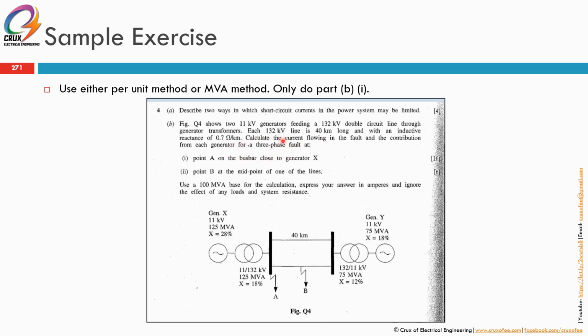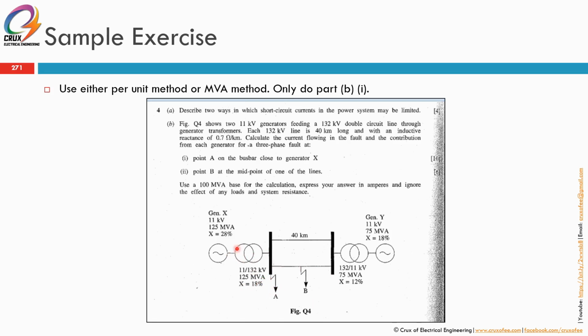Anything other than three-phase fault, anything other than three-phase to ground fault is an unbalanced fault. So the only balanced fault is three-phase and three-phase to ground fault. Single phase, phase to phase, or phase to ground, that one are all unbalanced. So MVA method is usable only to answer for three-phase fault. Balanced fault. Three-phase and three-phase to ground. Okay. So we need to answer only point number 1, B1, point A on the bus bar close to the generator X. So this is the fault location here, point A.